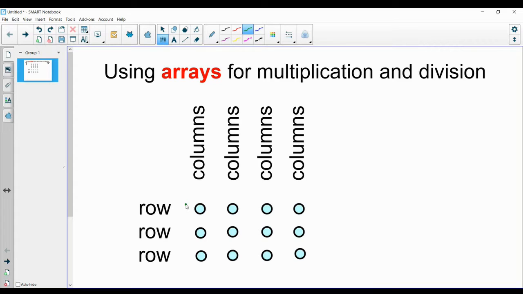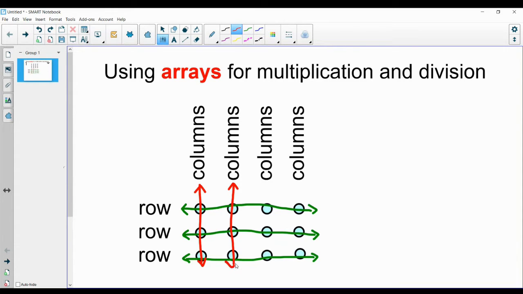Rows means that objects are arranged in a left to right fashion. So these are my rows here. In this arrangement, we have 3 rows. Columns means objects are arranged from up and down. As you can see from this arrangement with the circles, there are 4 columns. You're going to pretend that all of these arrows that I've drawn are straight.